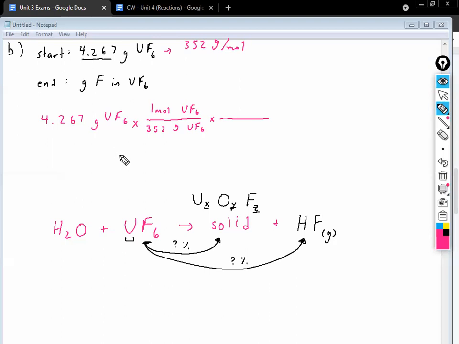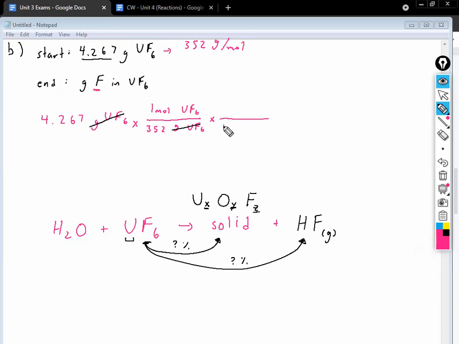All right, so if you guys are finishing up, feel free to finish up, but let's take a look at this stoich problem. So I set the first fraction up for you, right? Since we have grams of UF6, we want to get rid of that. So we have to put grams on the bottom. And so we'll use the molar mass in order to get rid of the grams of UF6. Now, the next one is a little bit trickier. We have 1 mole of UF6, but again, we're not looking for UF6, we're looking for fluorine.